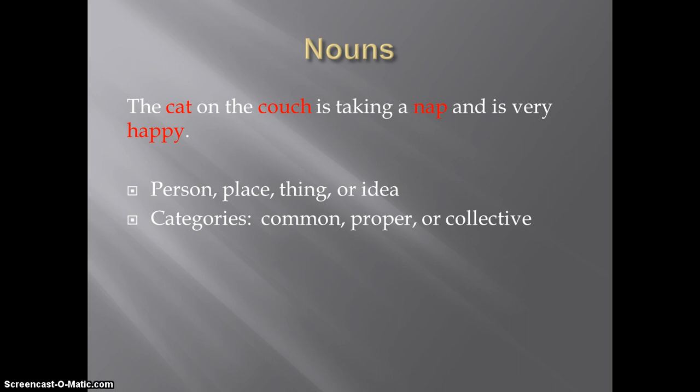Proper nouns are places or specific people, and collective nouns just identify more than one thing. It's a collective word.